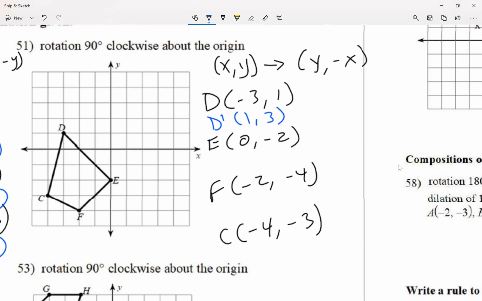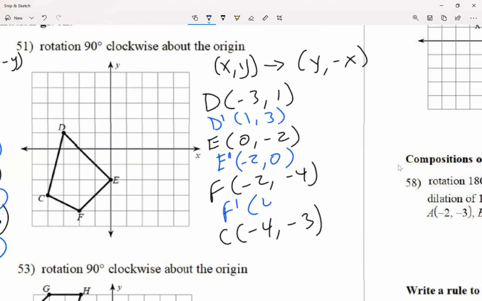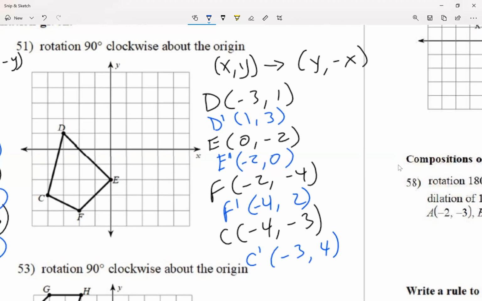Now E prime, remember my x value and my y value get swapped. The x value has to switch signs, but there's no such thing as a -0. So I'm just going to call this (-2, 0). My F prime should be (-4, 2). And my C prime should be (-3, 4). All right, that's pretty simple. If you plug it in, you guys can see that it rotated 90 degrees clockwise.